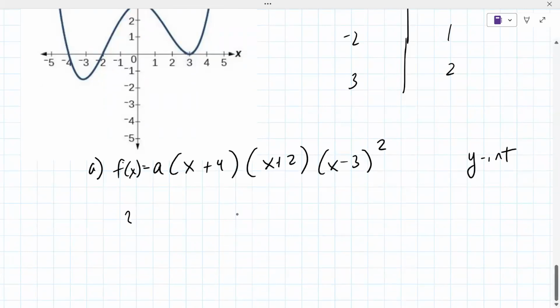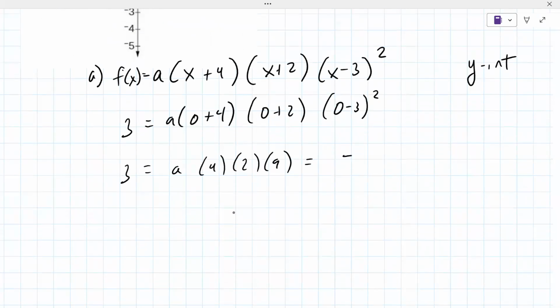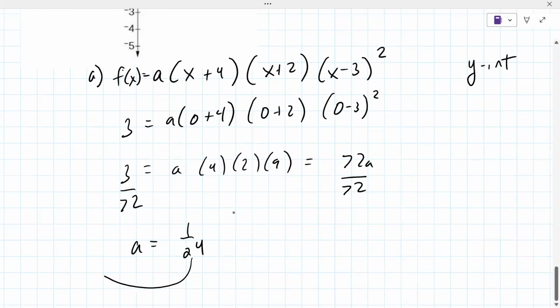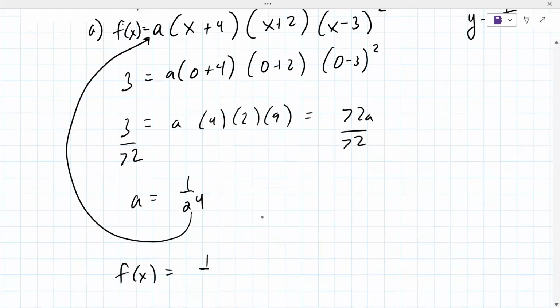So you're going to put in 3 equals A times (0 plus 4)(0 plus 2)(0 minus 3) squared. So 4 times 2 times 9 ends up being 72A. Divide both sides by 72, so A equals 1 over 24, and that has to go back into the function. So f of x equals 1 over 24, x plus 4, x plus 2, x minus 3 squared.